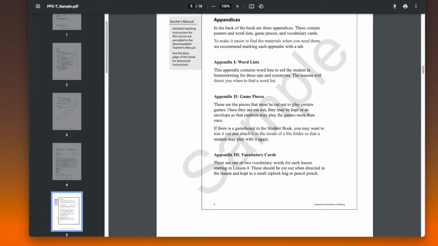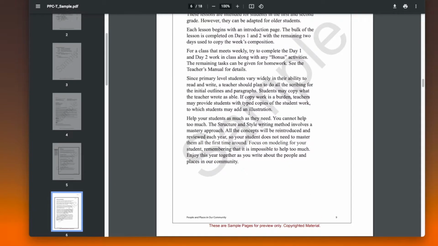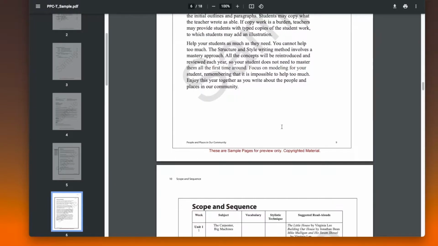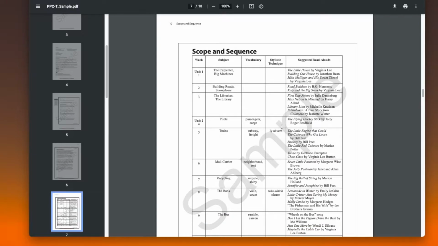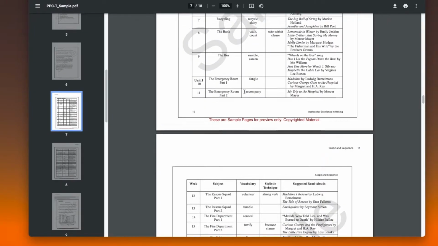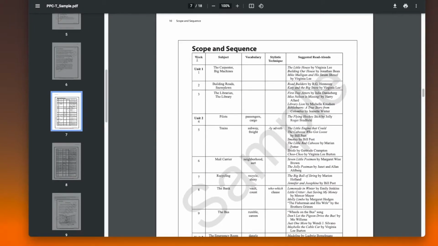Okay, so a little bit about appendices. We have the word list, the game pieces, vocabulary cards, a note for parents and teachers, your scope and sequence. So if you notice up here, it'll say week and then it says their units. So each one of these numbers right here is like a lesson for a whole week.